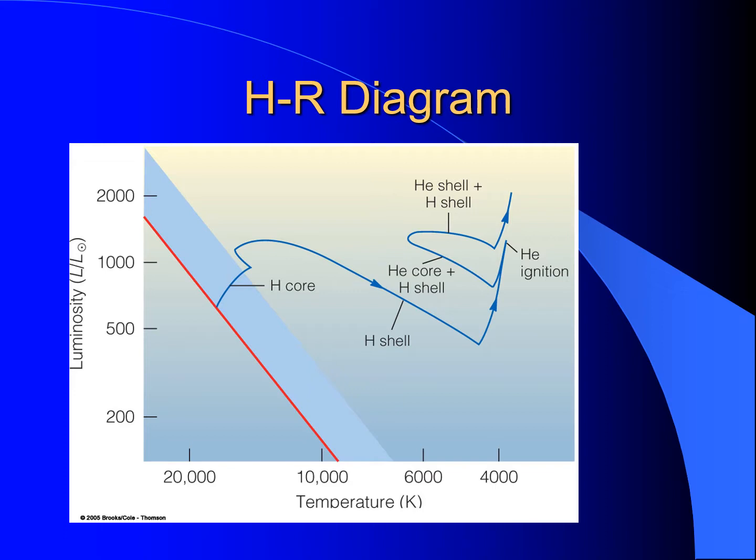And so you can see the path as it moves off of the main sequence, it goes up, and then it goes horizontally to the left. So the temperature increases. And then you can see that the temperature decreases, and then the luminosity gets even brighter because this star is now getting much, much larger.